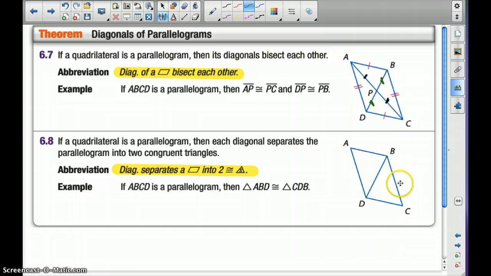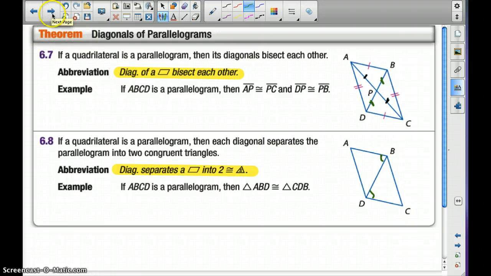And also a diagonal makes two congruent triangles. And why is that? Well, think about this. The diagonal is kind of like a transversal. So we're going to have alternate interior angles. And therefore, we're going to have side, angle, side. Or three sides, rather. Side, side, side. So just know that we have two congruent triangles when we have a diagonal.